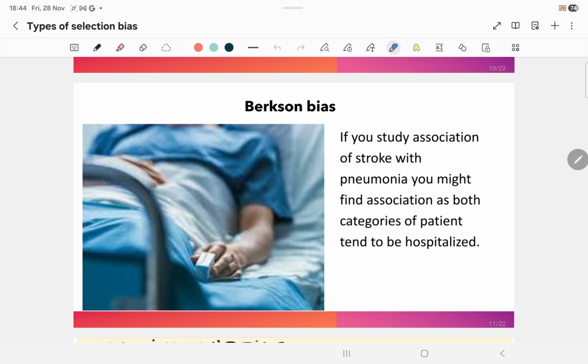Just visualize a patient who is lying in a hospital and was admitted due to stroke. Now, are there chances that he can get ventilator associated pneumonia? Yes. Are there chances that he can get hospital induced pneumonia? Yes. Is it possible that he can get aspiration pneumonia? Yes. But is it related to stroke? No. It is only related to hospitalization. So in a hospital setting, there can be a lot of associations that you can find which are actually not there. And this is called Berkson bias.